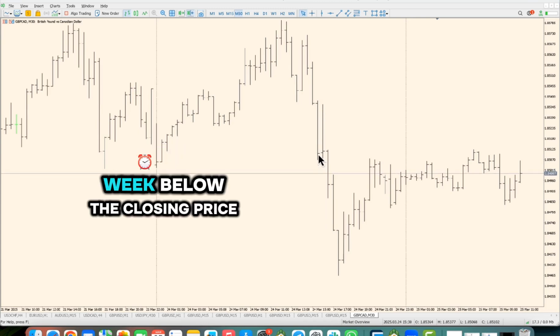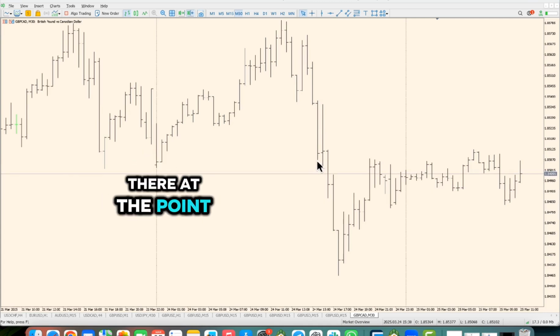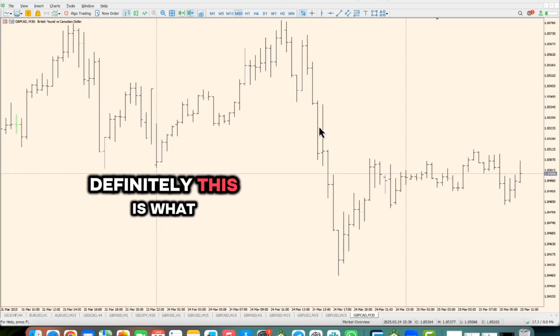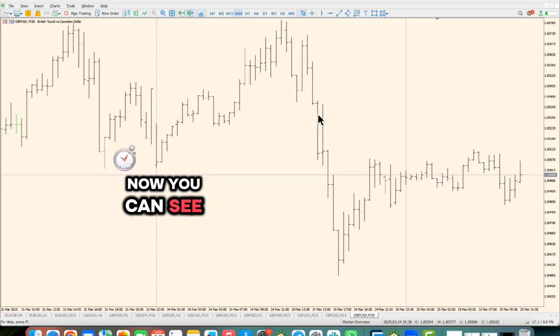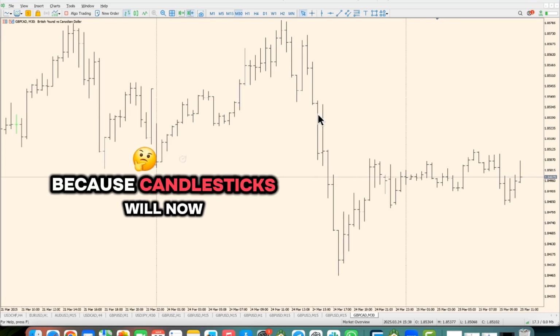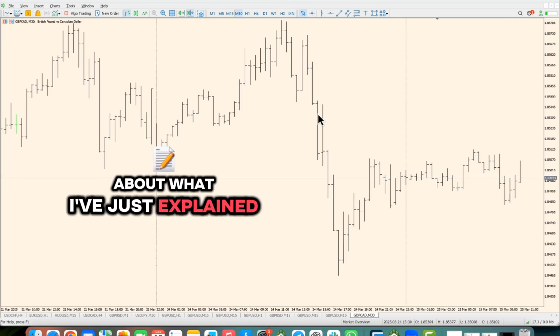If you see a wick below the closing price, it means the market was there at that point in time, then they pushed the price upward. Definitely, this is what it will tell you on a bar chart. Now you can see a reason why most traders focus more on candlesticks, because candlesticks tell you the broad information about what I've just explained.